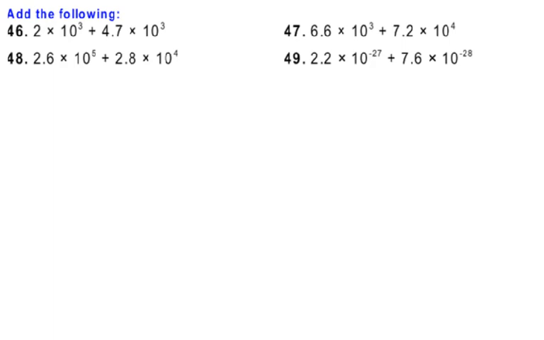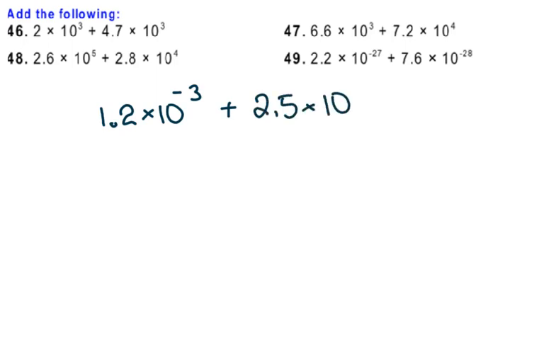So maybe I'm going to make my own questions. I'm going to make 1.2 × 10^-3 plus 2.5 × 10^-4. You see, they're different. These are not the questions that were given, but I can always make my own questions. So in this question, again, I don't have the same power for them. And because I don't have the same power for them, I need to make them the same power.